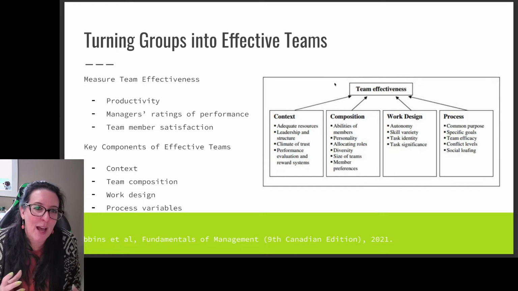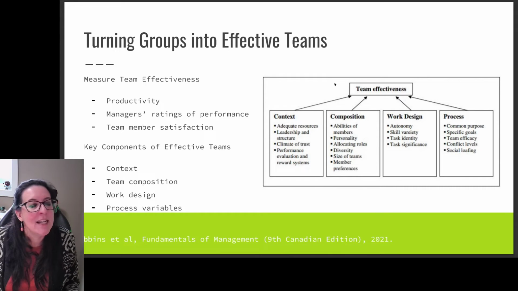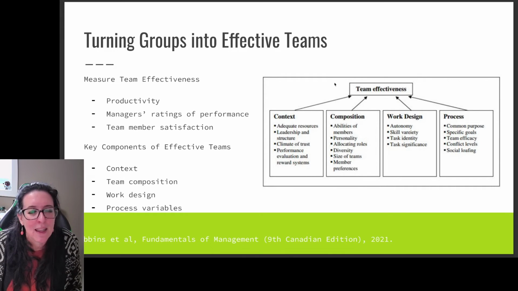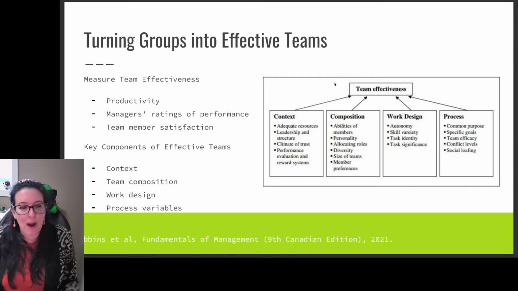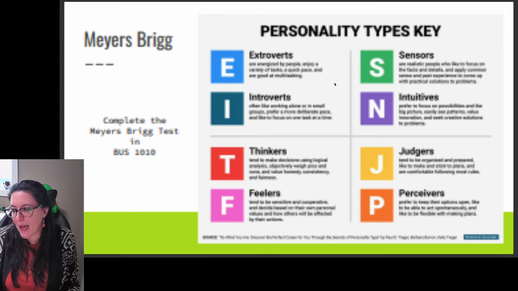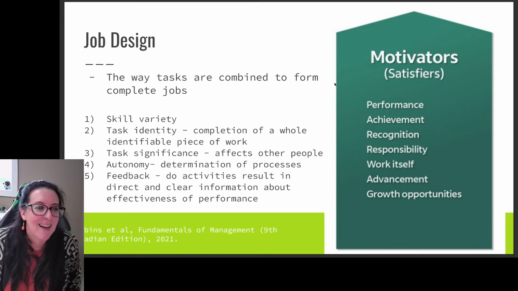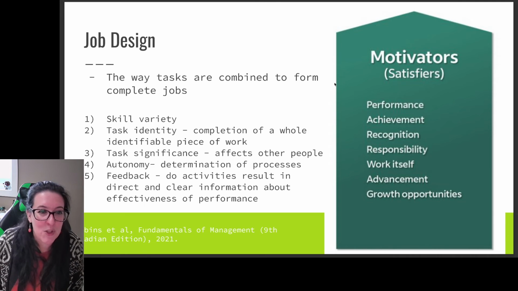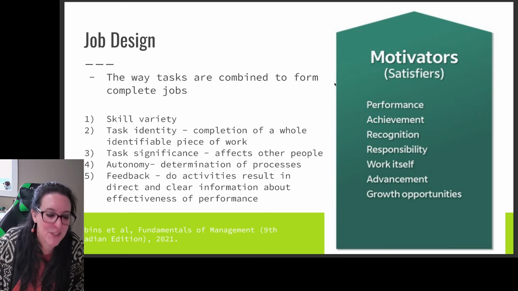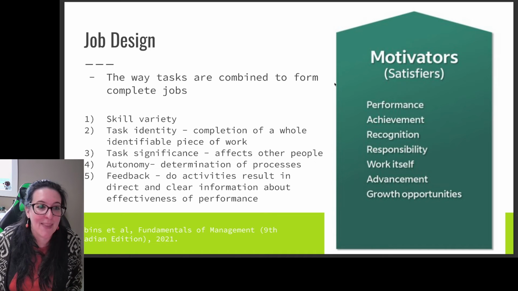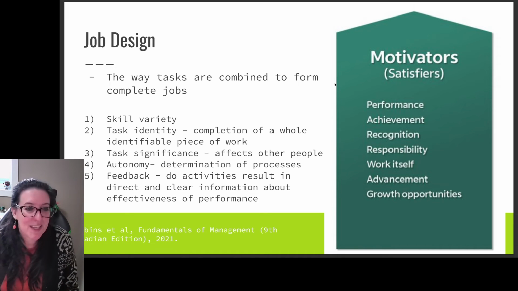And so if you look at this list here in terms of work design, autonomy, skill variety, task identity, task significance, this list should look very familiar to a conversation we had previously. So perhaps you remember the discussion that we had in terms of job design. And so here, this would be the jobs, the tasks, the combination of tasks that are being done by the team. Do we have skill variety, right?